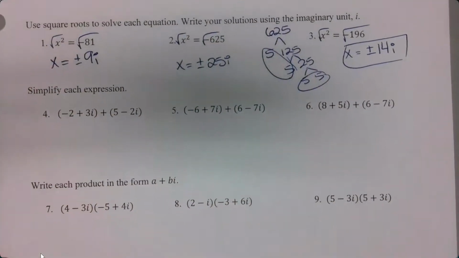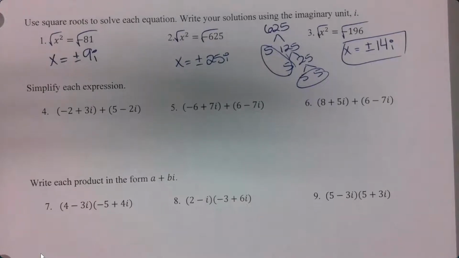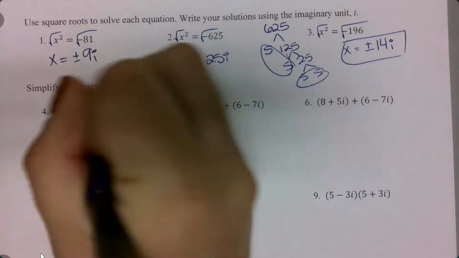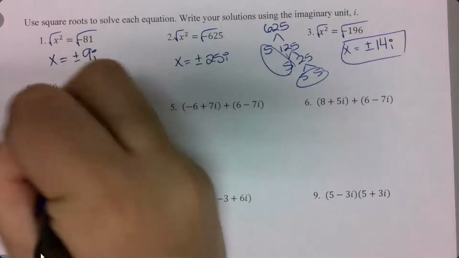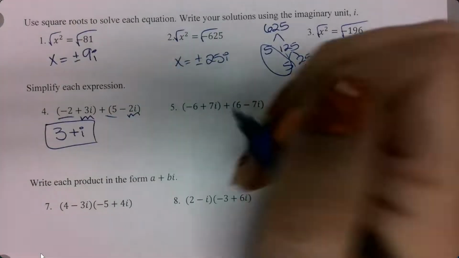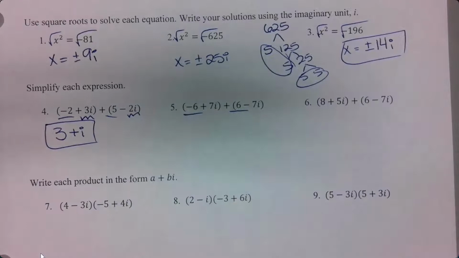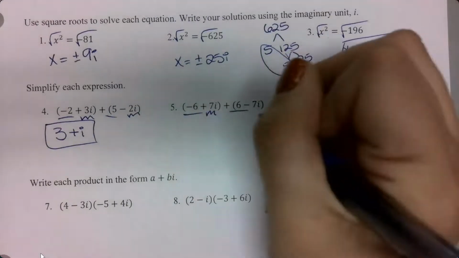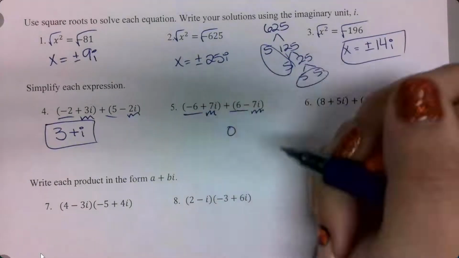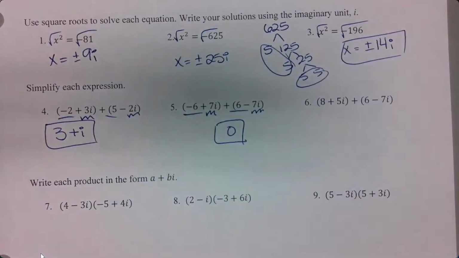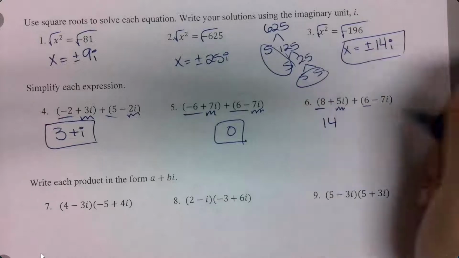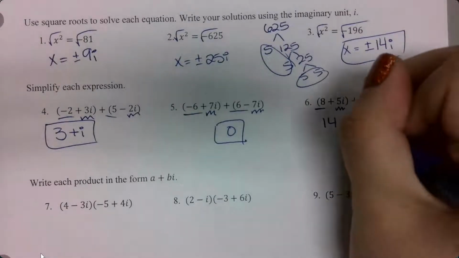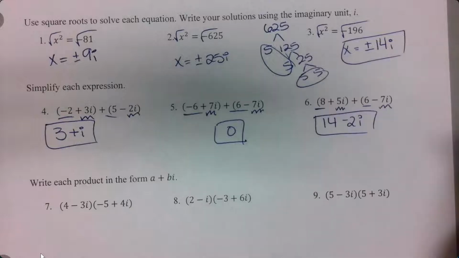Number 4 wants me to simplify each expression, so this is kind of like combining like terms. I'm going to put my real numbers together. Negative 2 plus 5 is 3. 3i minus 2i is just i. Over here I have negative 6 plus 6, that's 0. Positive 7 minus 7 is, again, 0, so I need to write something. Here I have 8 plus 6, that gets me 14. 5i minus 7i gives me negative 2i.